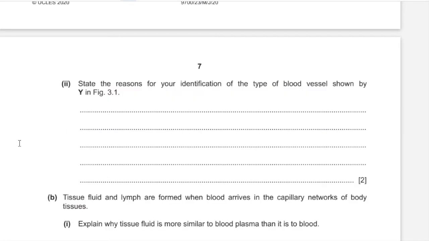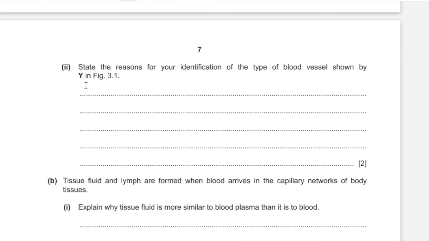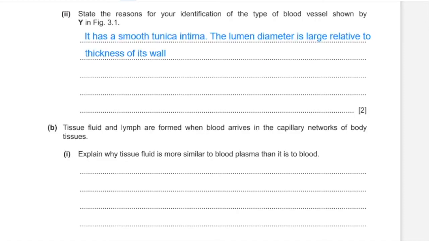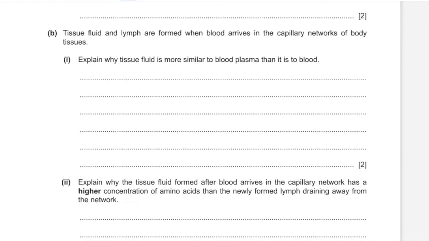State the reasons for identification of the type of blood vessel shown by Y in figure 3.1. So again, Y has a smooth tunica intima and the size of lumen is large relative to thickness of the wall. B. Tissue fluid and lymph are formed when blood arrives in the capillary networks of body tissues.